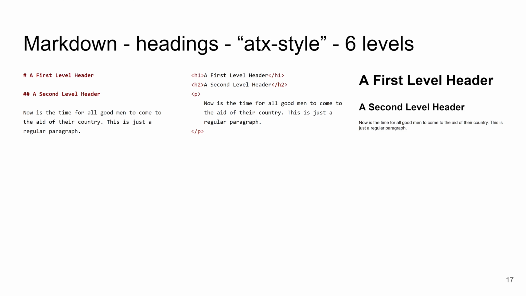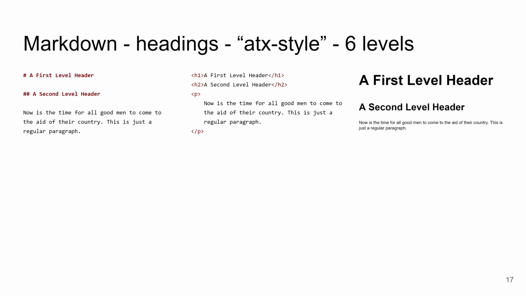Now the second style is the ATX style, which ATX is again one of the predecessors of Markdown. ATX style supports all 6 levels of headings, as in HTML you also have 6 levels of headings, and it has a different syntax. So it has the number sign or a hash sign, then a space, and then the text of the header, and that's it. And the second level has 2 number signs, the third has 3 number signs, and so on for all the 6 levels.